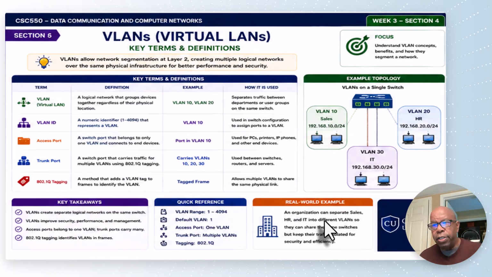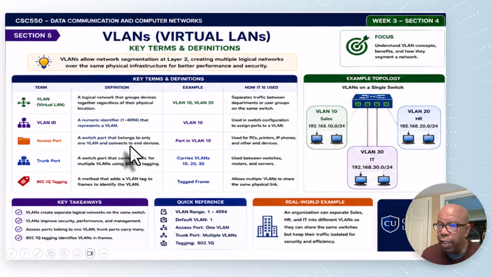Virtual LANs. Virtual LANs allow network segmentation at layer 2. Remember, OSI has 7 layers, from 7 down to 1, creating multiple logical networks over the same physical infrastructure. Understand the VLAN concepts, the benefits, and how they work.